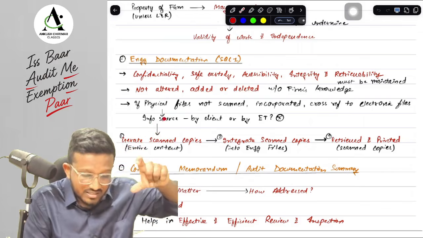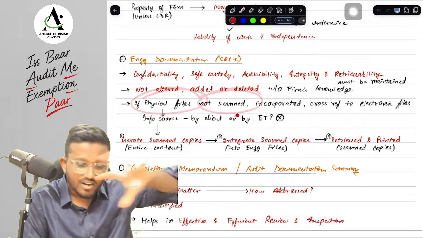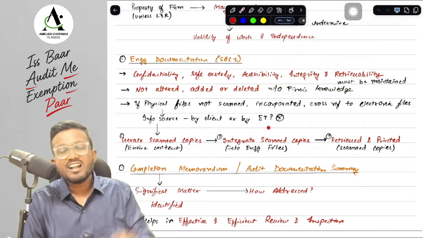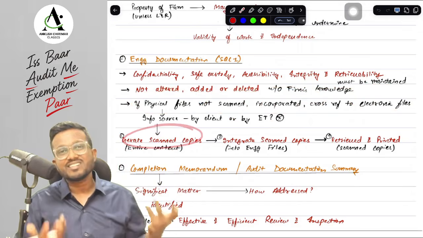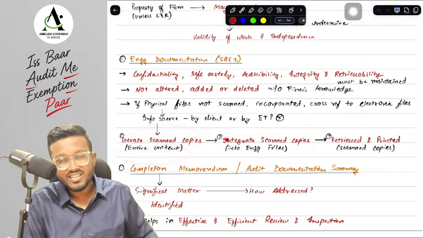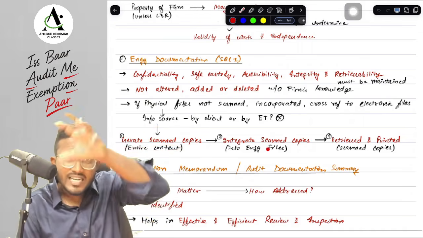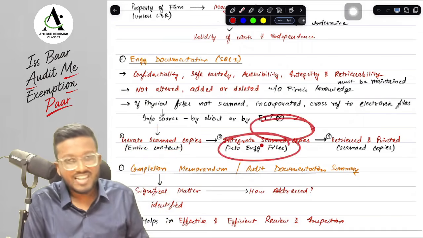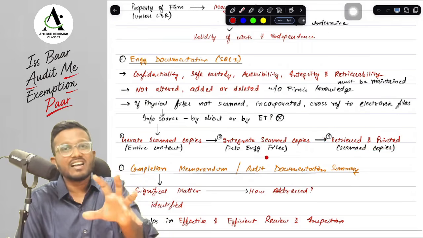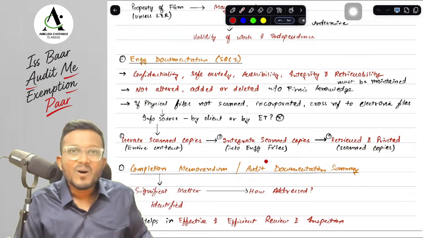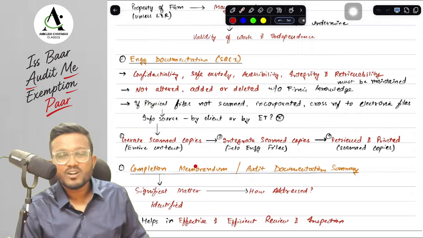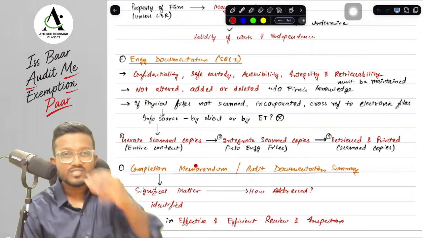So if the physical files are not scanned or incorporated or cross-referenced to the electronic files, then what we need to do, sir, is generate the scanned copies of the entire content of the physical files. We need to integrate these scanned copies into the engagement files, and then we need to ensure that these scanned copies can be retrieved and printed anytime that we want. Okay, yes sir, these are the 3 things to do when the physical files are not incorporated into the electronic files. What are the 3 things, sir?